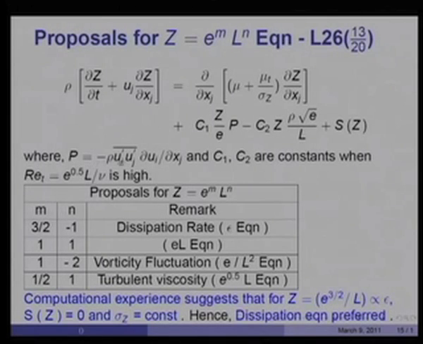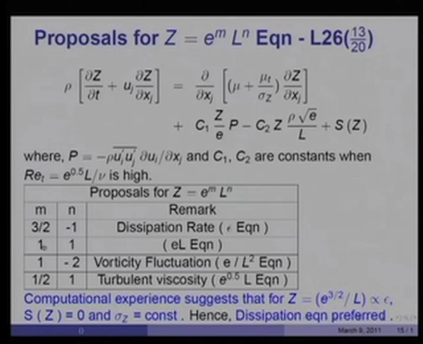Where P, as you recall, is the turbulent kinetic energy generation, and c 1 and c 2 are constants when Re t is high. Now, there have been some proposals for this. For example, the first one took m equal to 3 by 2 and n equal to minus 1, and that would mean that z is proportional to e raised to 3 by 2 divided by L, which would imply that z is dissipation, and therefore, it is called the dissipation equation.